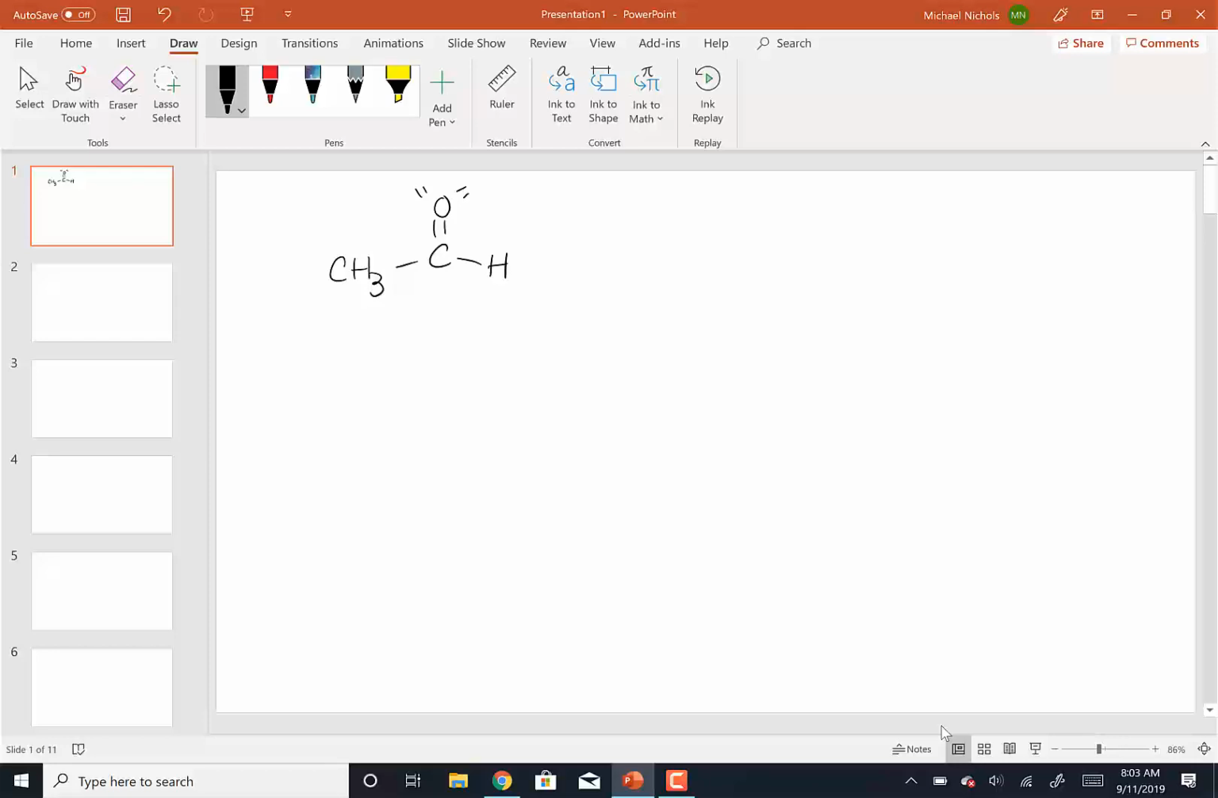So if I asked you to draw the orbital picture showing the orbitals and the sigma bonds and the pi bonds for this, can we do that?